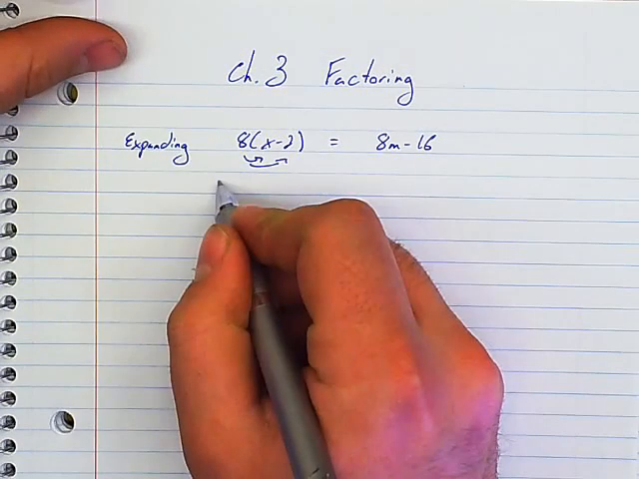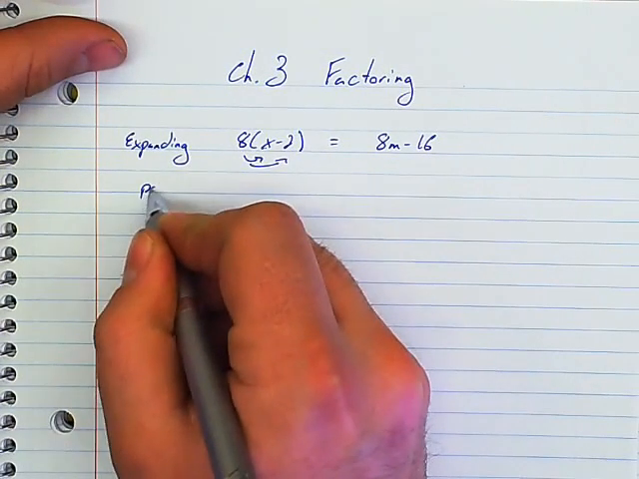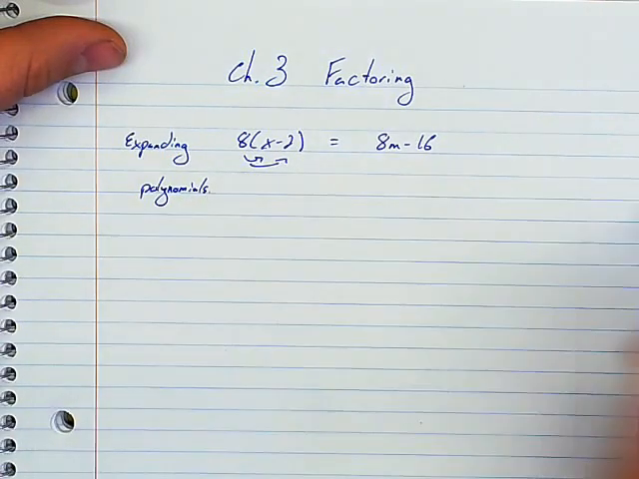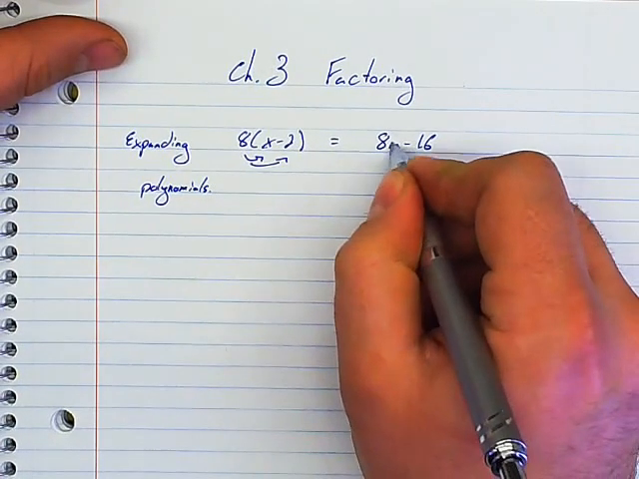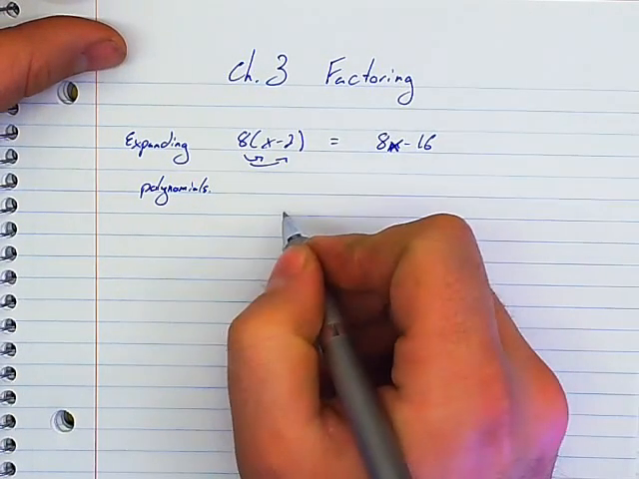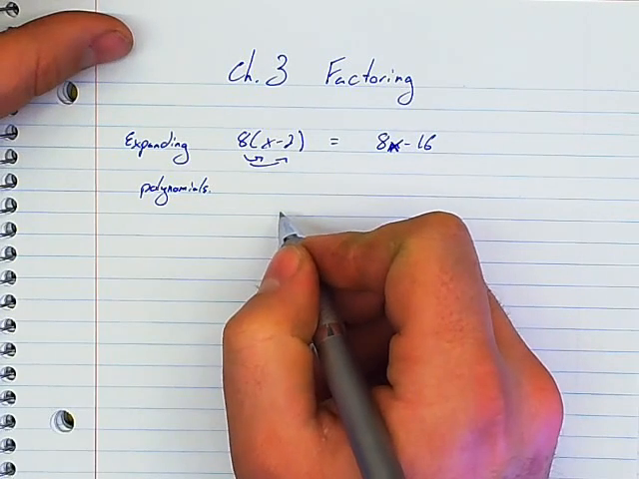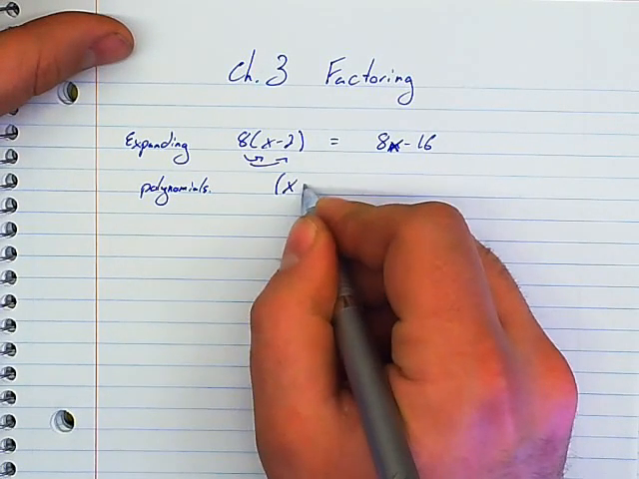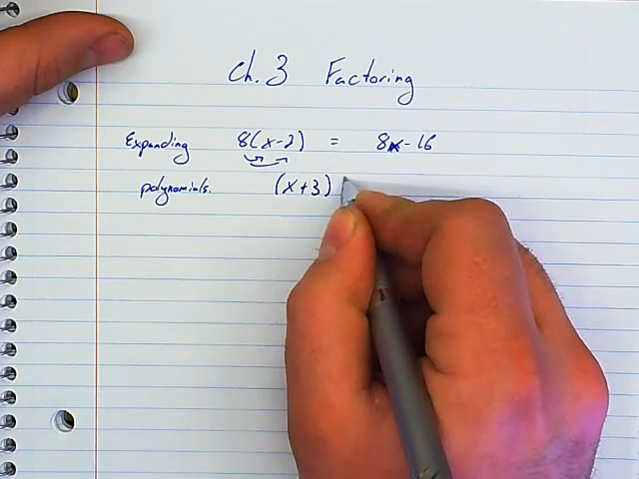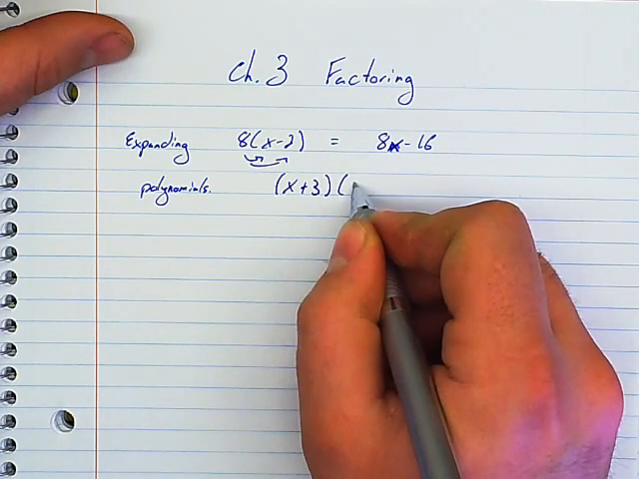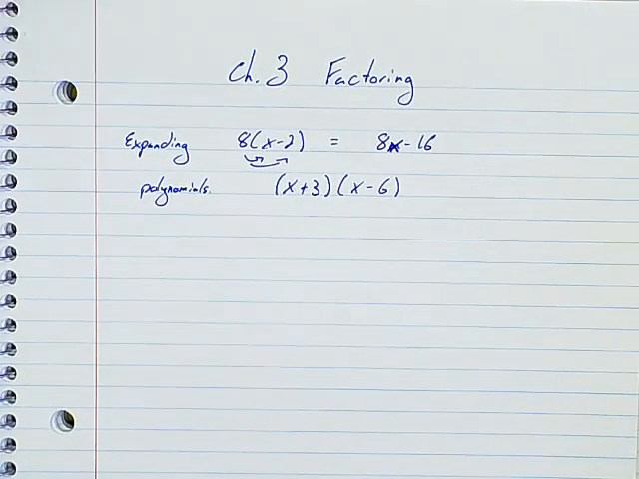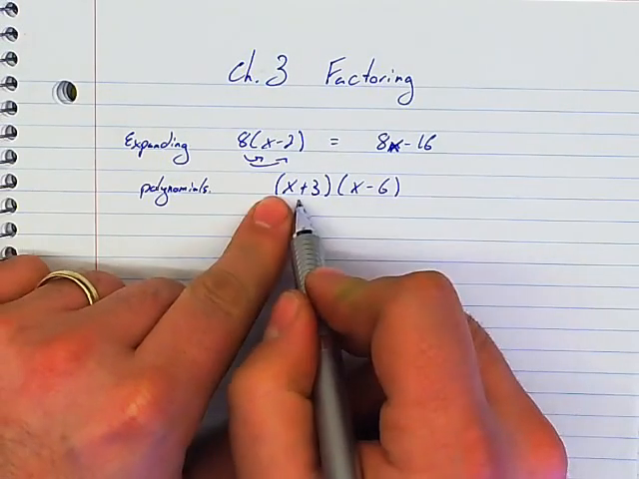In grade 10, we amped it up a little bit by giving you guys bigger expressions, usually polynomials. Do you mean 8x minus 16? Yeah, it should be x. So for polynomials, usually we start out with binomials, something like x plus 3 times x minus 6.